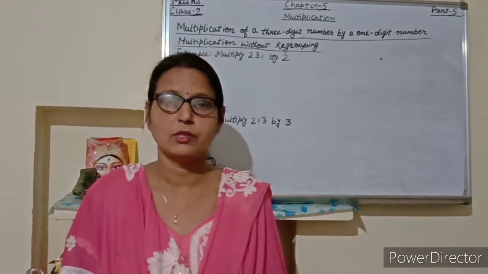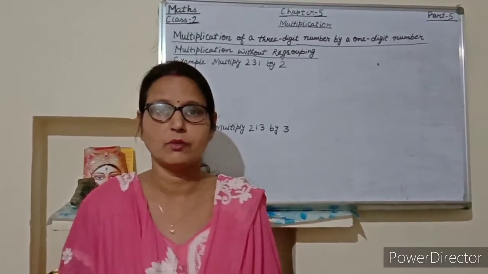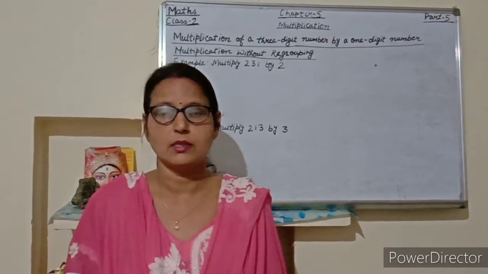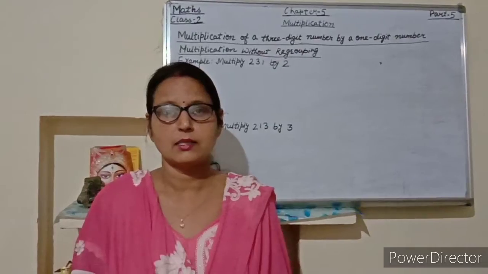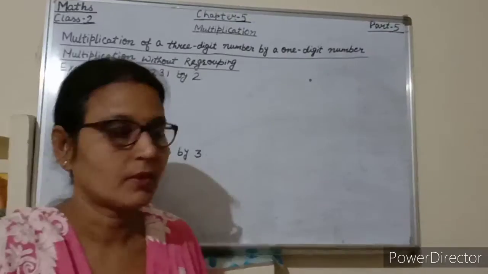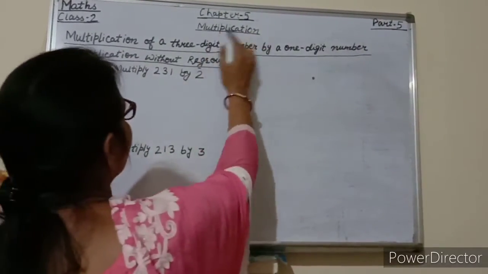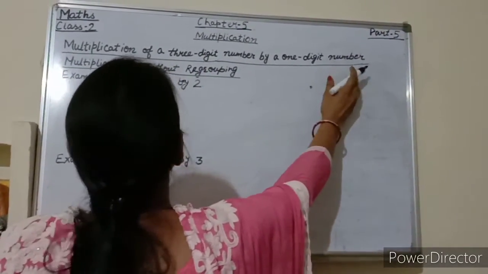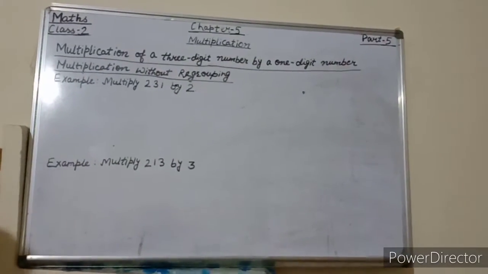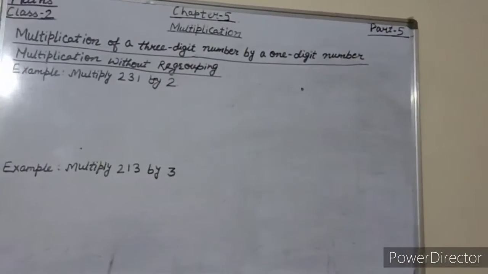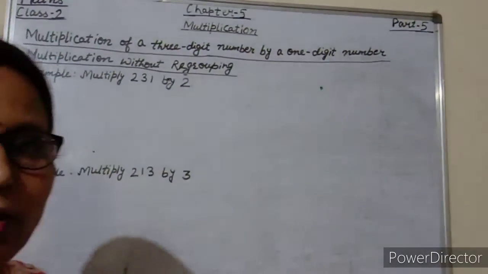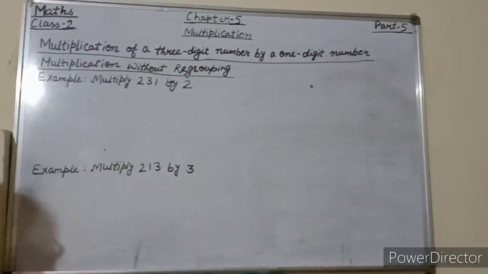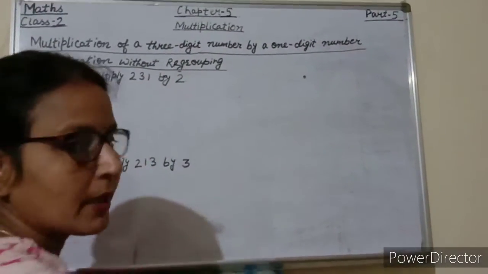Good morning to you all. Today I am going to teach you Chapter 5, multiplication, and the topic is multiplication of a 3-digit number by a 1-digit number. This is video number 5. Now start, students. Chapter 5: multiplication of a 3-digit number by a 1-digit number. Multiplication of 3-digit numbers follows the same rules as the multiplication of 2-digit and 1-digit numbers. So start, students: multiplication without regrouping.